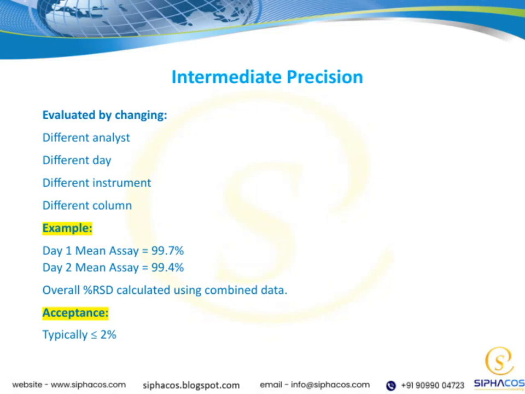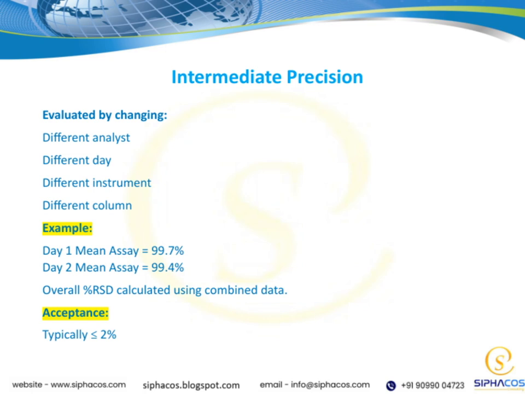Now, let's talk about intermediate precision. This is all about evaluating how consistent our method is under different conditions. We do this by intentionally changing several variables. For example, we might have different analysts performing the test, or we might run the analysis on different days. We also look at using different instruments or columns to see if those changes impact our results.